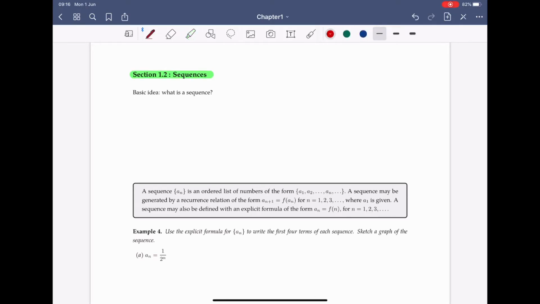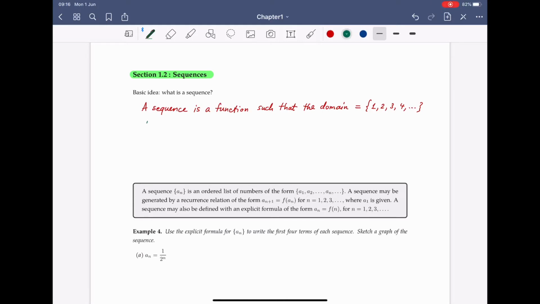So first let me give you a formal definition. A sequence is a function such that the domain is a set of natural numbers. So this is a formal definition of a sequence.